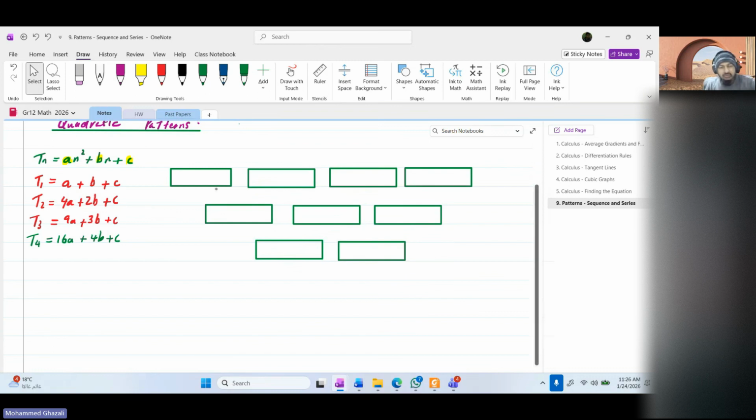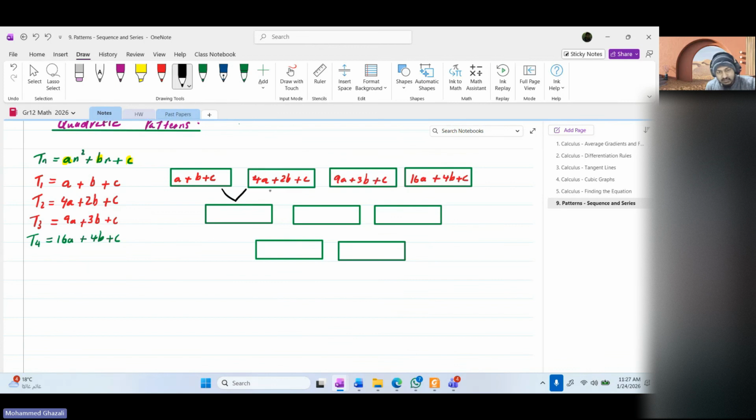Now, how will I solve this? I will put term 1, term 2, term 3. So this is a plus b plus c. What goes here? 4a plus 2b plus c. That's term 1, term 2, term 3. 9a plus 3b plus c. By the way, this is a proof, all right? 16a plus 4b plus c. Now, how do I solve this?